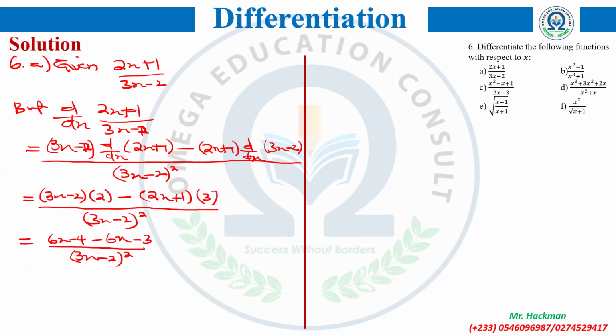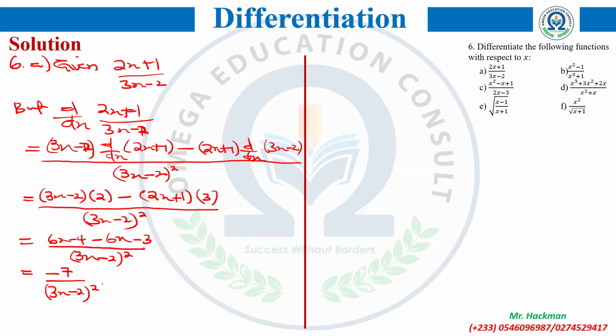Okay, so in effect, we are going to get minus 6x plus 6x, so that will go. So I'll get minus 4 minus 3. That will give me minus 7 sitting in the numerator, all over my (3x minus 2) squared.